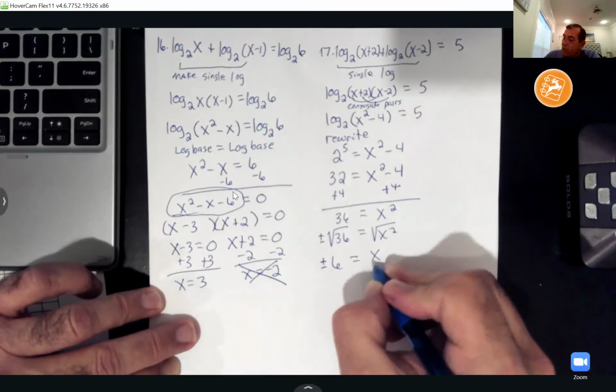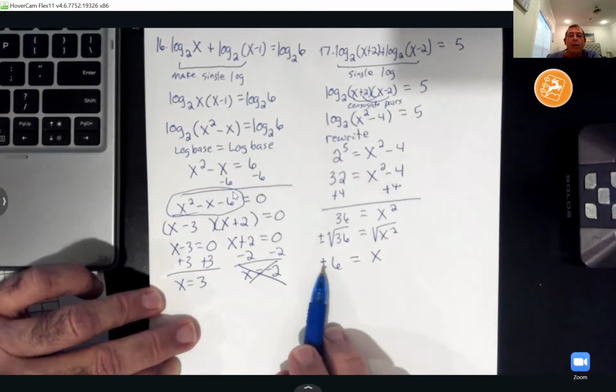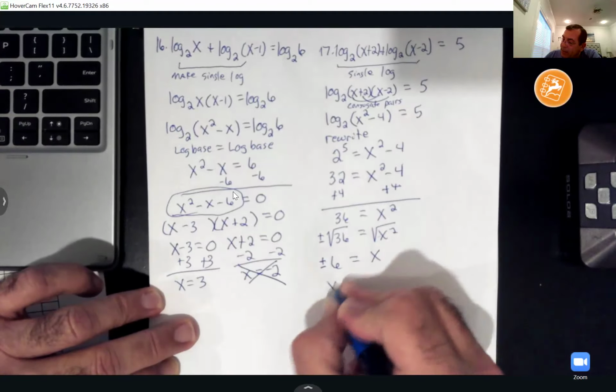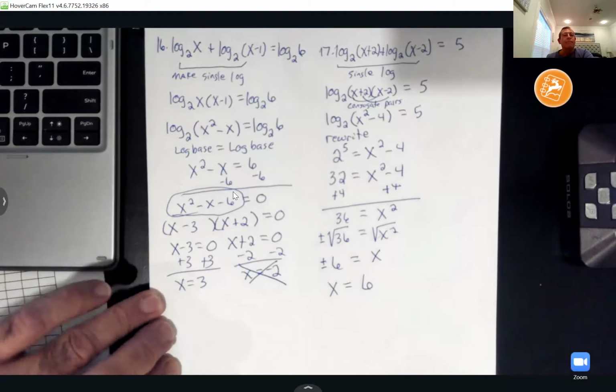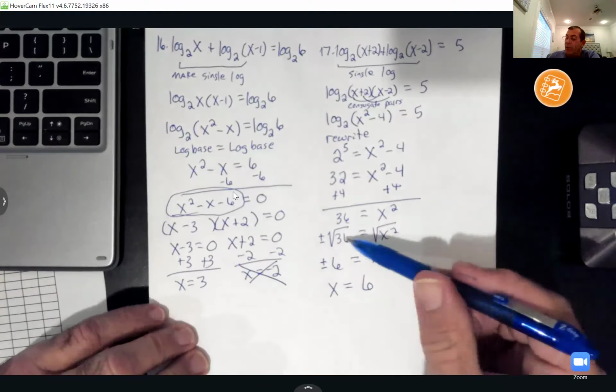equal to my x. But guess what? I'm not taking both of those answers. What do you got? X equals 6. My only answer. So on this one, when you do the square roots, you really don't need the plus or minus when you're looking at logarithm equations, okay? Since we're only taking the positive answers anyway.